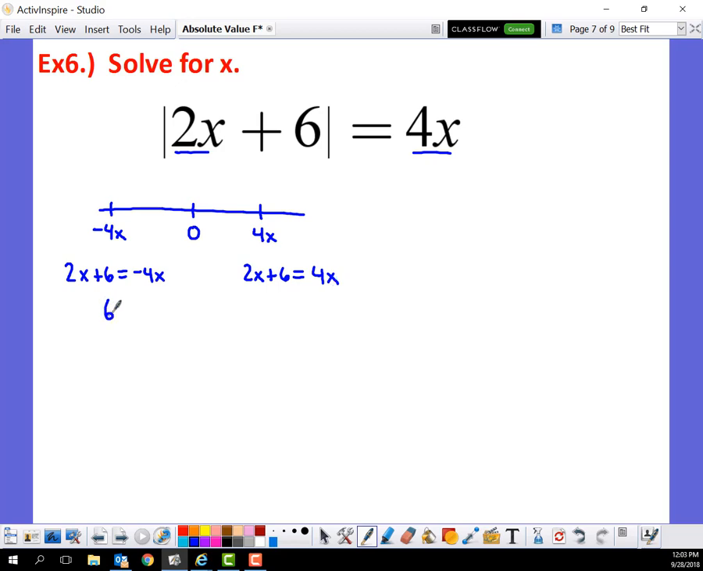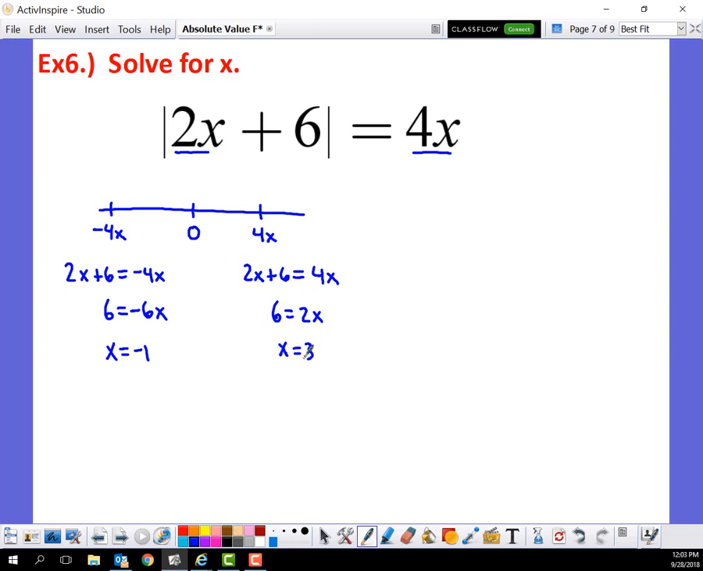Then we solve for x in both of these equations. Subtract 2x on both sides, and I get 6 equals negative 6x. Divide by negative 6, and I get x equals negative 1. Over here, subtract the 2x on both sides, I get 6 equals 2x, so then I get x equals 3.